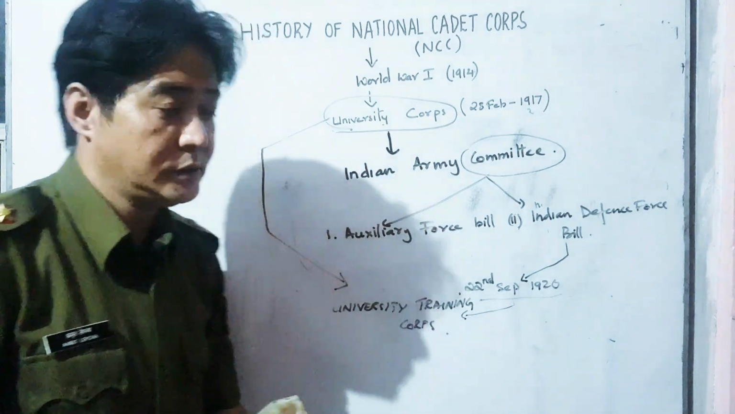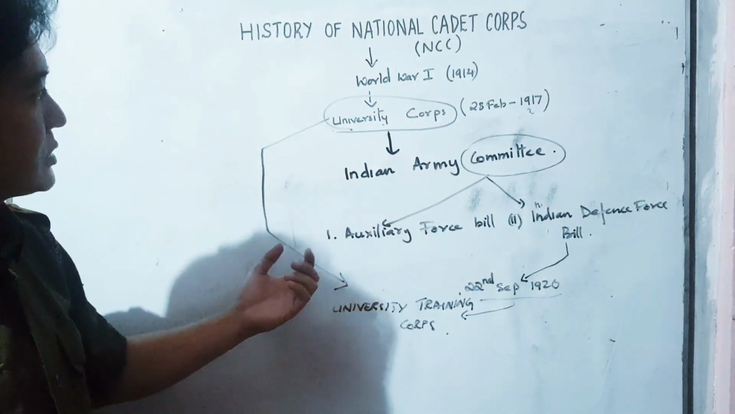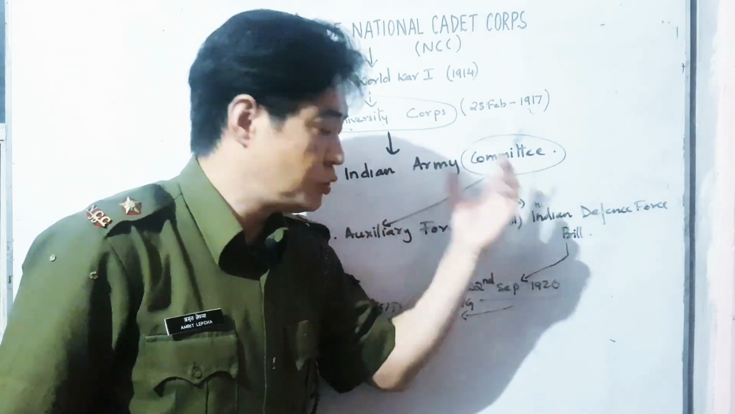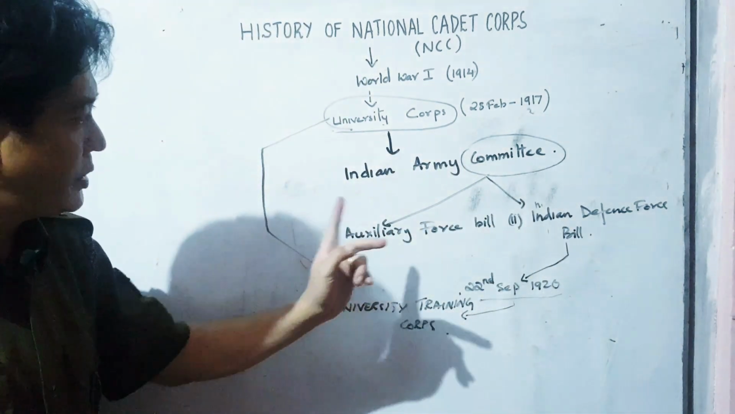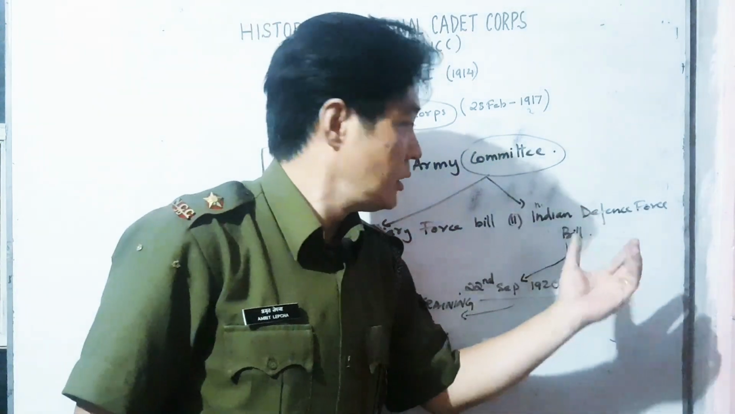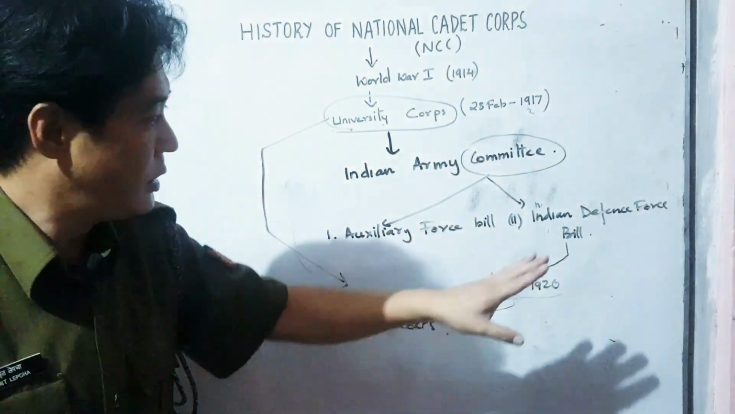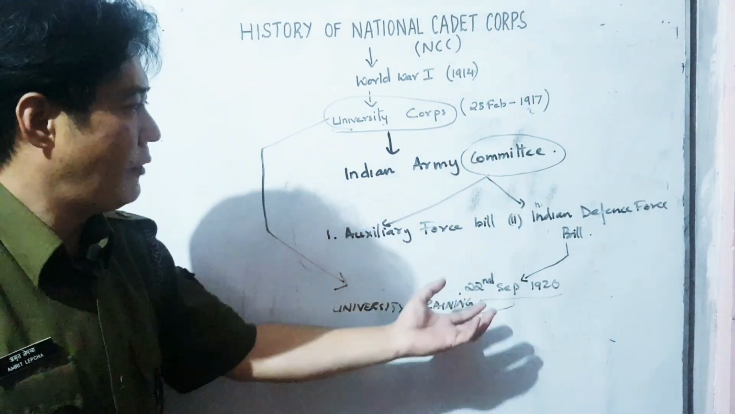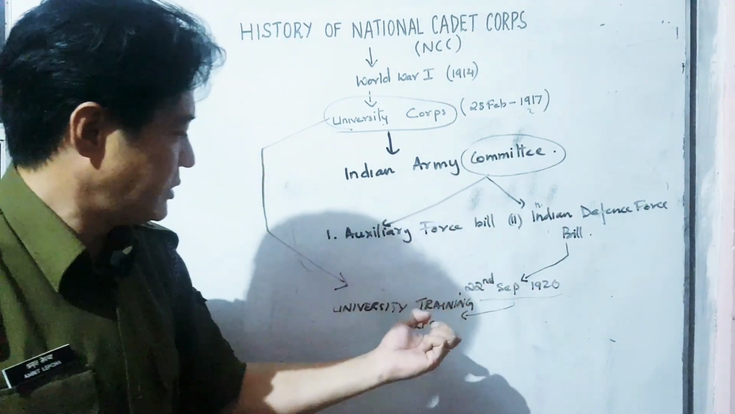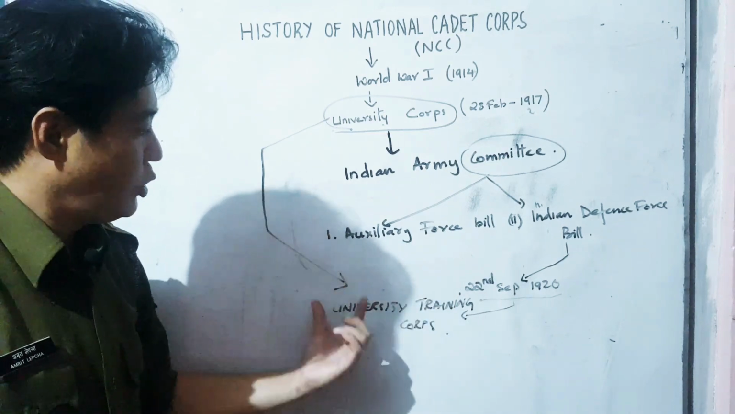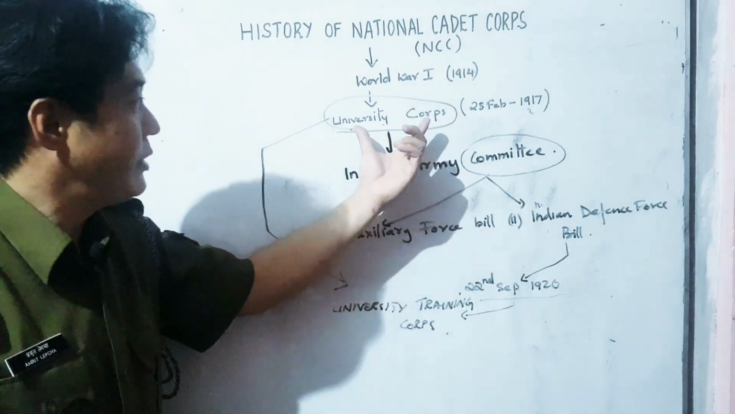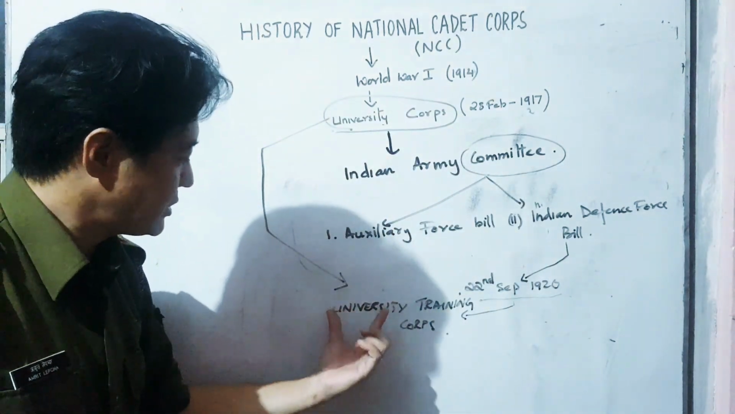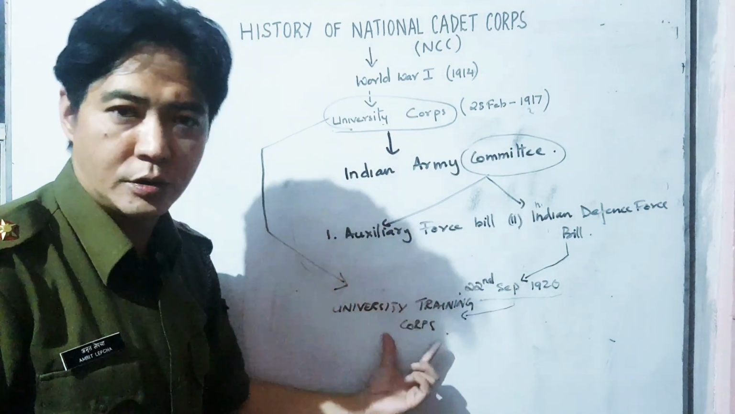So once again, I'll repeat this. After the formation of the Indian Army Committee, the committee submitted two bills, that is the Auxiliary Bill and the Indian Defence Force Bill. The Indian Defence Force Bill was approved by the government on 22nd September 1920. After that, University Corps, which was the initial name for the youth organization, was renamed or replaced as University Training Corps.